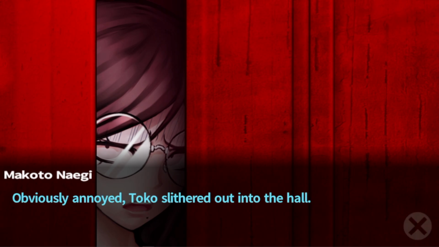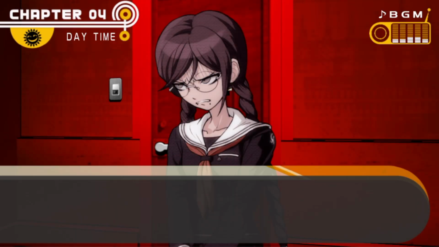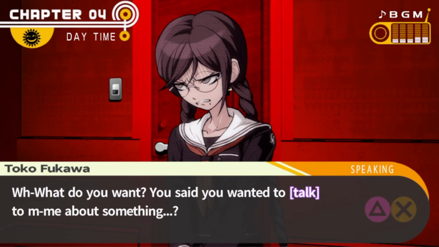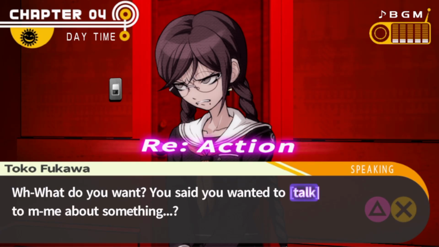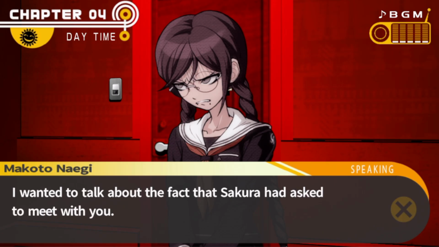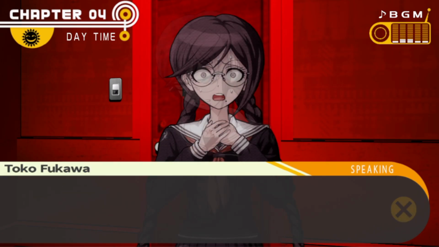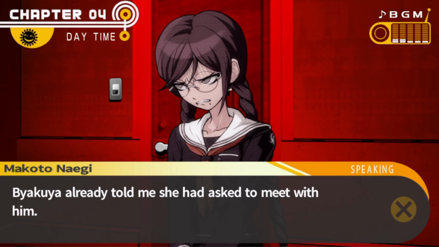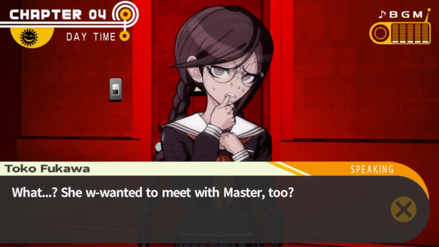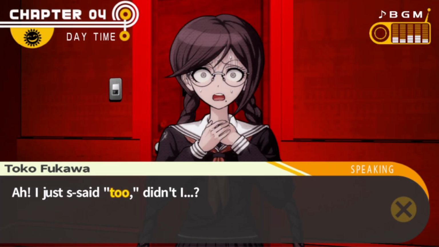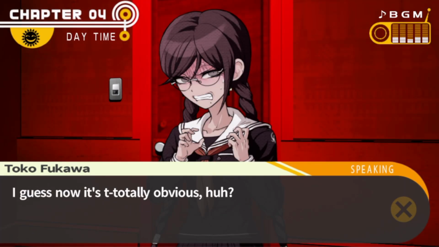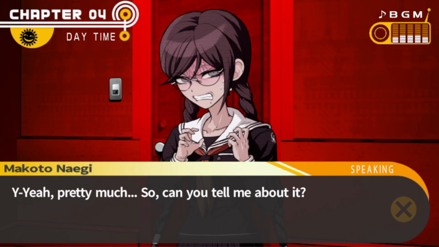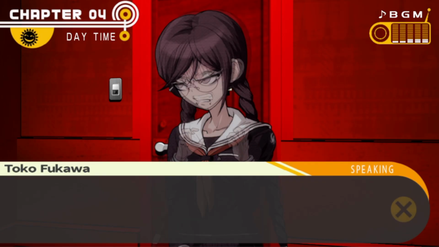Obviously annoyed, Toko slithered out into the hall. What do you want? You said you wanted to talk to me about something. I wanted to talk about the fact that Sakura had asked to meet with you. Well, I don't know what you're talking about. Byakuya already told me she had asked to meet with him. What? She wanted to meet with Master too? I just said 2, didn't I? I guess now it's totally obvious, huh? Yeah, pretty much. So can you tell me about it?